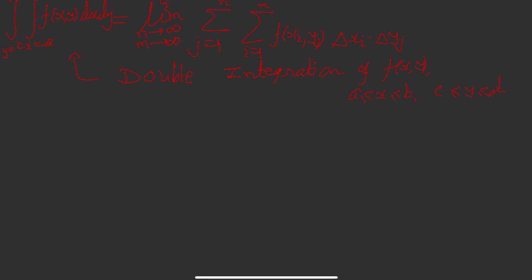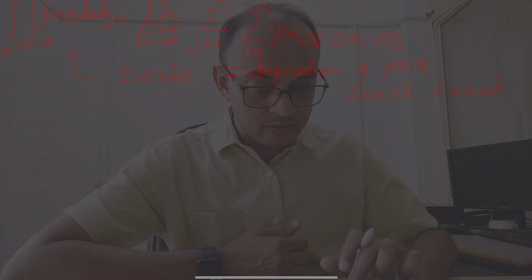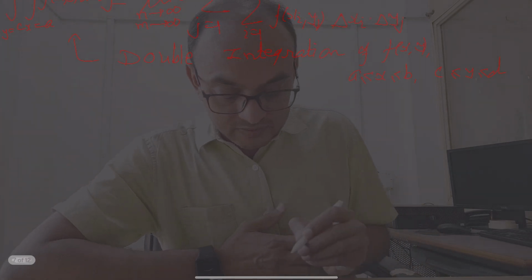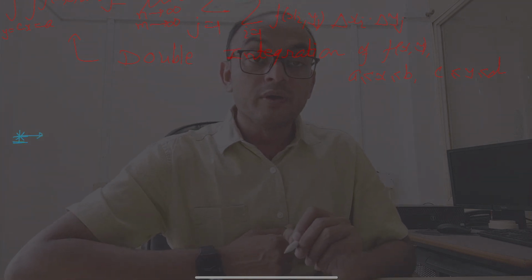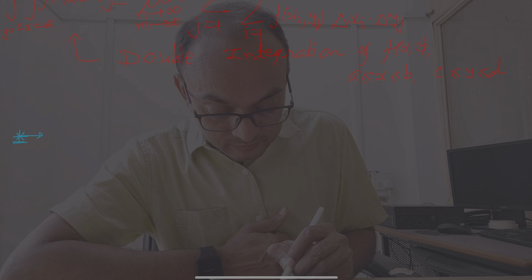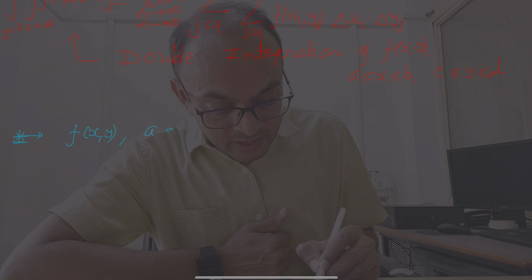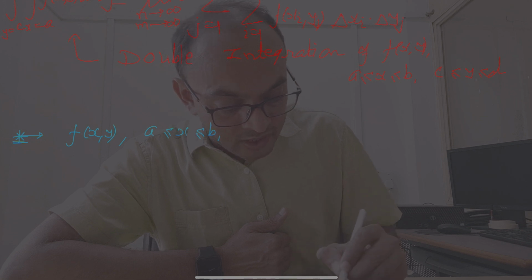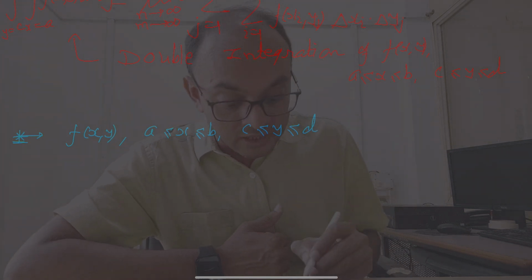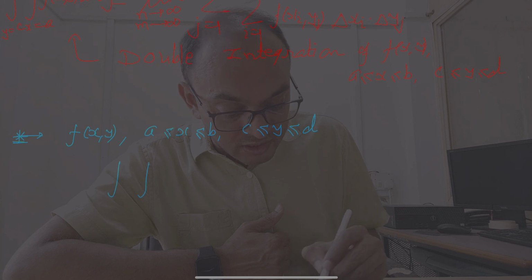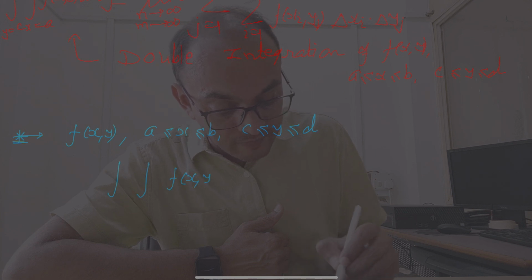So this is how we define the double integration of f of x,y. Before starting the examples, let us understand the terminology. What we have given is f of x,y, where x is from a to b and y is from c to d. And what is our target? Our target is to evaluate the double integration of f of x,y dx dy.